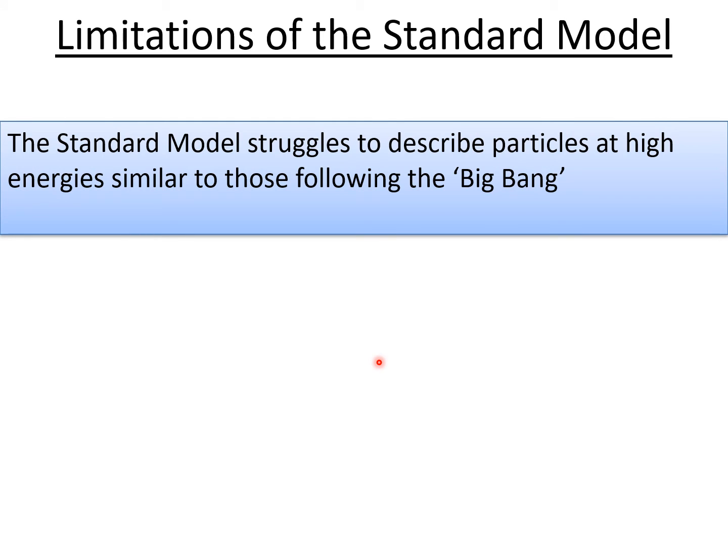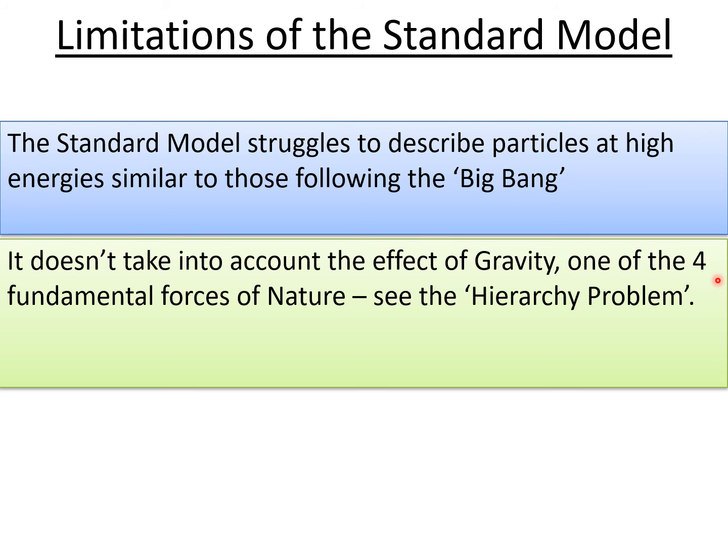So, what are the problems of the standard model? Well, first of all, the standard model struggles to describe particles at high energies similar to those following the Big Bang. One of the reasons for this is that we've not been able to smash particles at high enough energy, similar to those during the Big Bang. So we don't really have much information about what those particles might be, so we can't make any theories about it. Okay? It doesn't take into account the effect of gravity, which is one of the four fundamental forces of nature. And this is something called the hierarchy problem. We'll look at these fundamental forces of nature a bit later on.